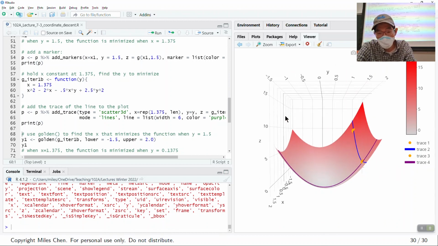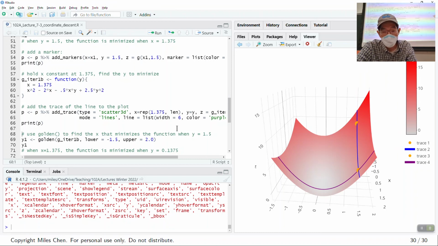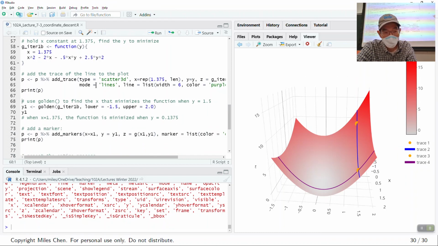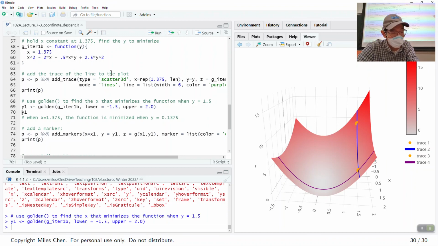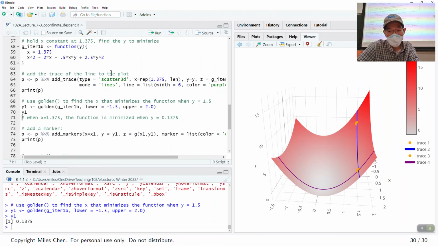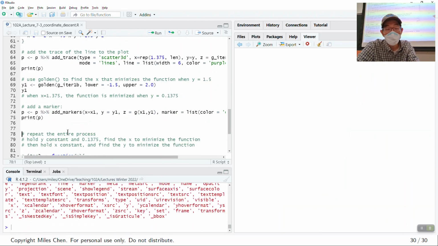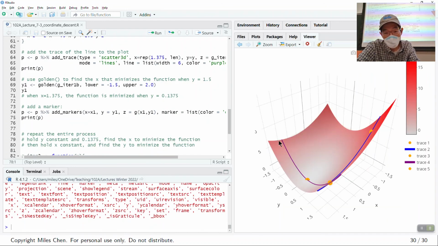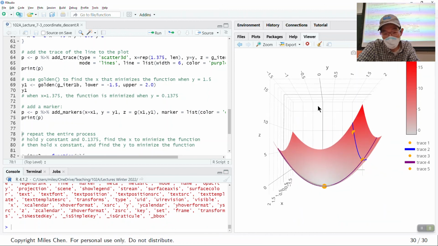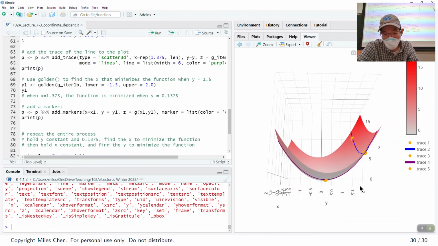Okay, so we're going to find the minimum of this purple line, and this is now a function of y because I'm holding x constant. So I use golden section search, and I say, hey, what value of y is going to minimize this? So when I do this, it says if you hold x constant at 1.375, the function is minimized when y is 0.1375. Okay, 0.1375. So I'm going to add a point there. And so the minimum of the purple is right here. So that looks about right.